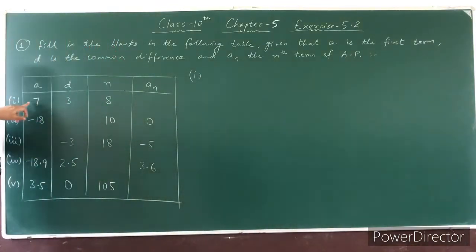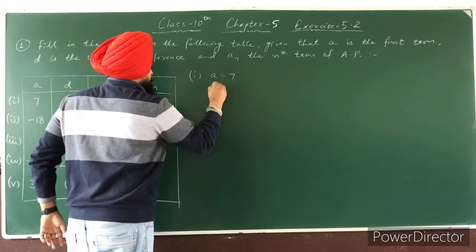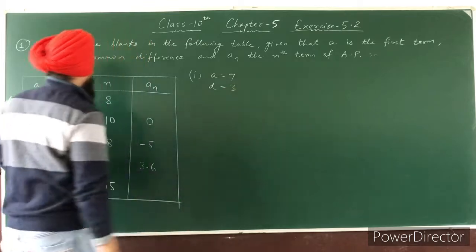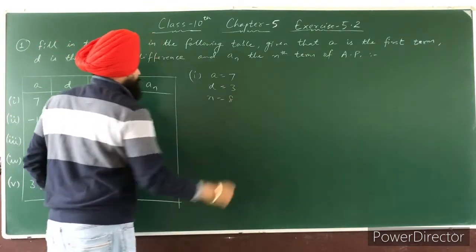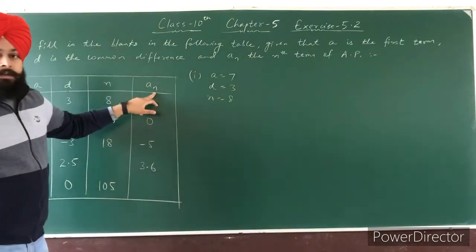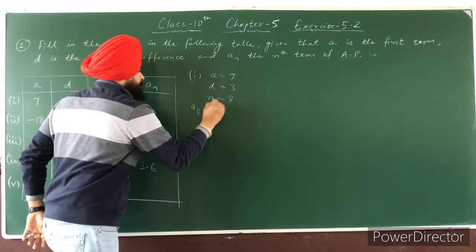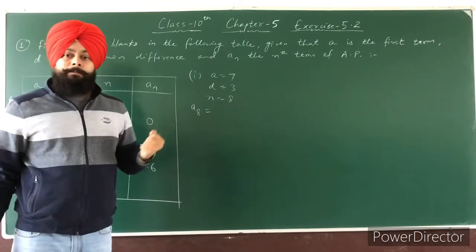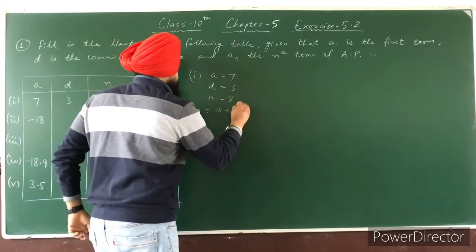So in the first part, a is what? 7. So right here a is 7. d is the common difference, which is 3. And n is how much? n is here 8. So you have to find a_n. a_n means you will find a_8, the 8th term. Now the formula to find the nth term of AP is a plus (n minus 1) into d.